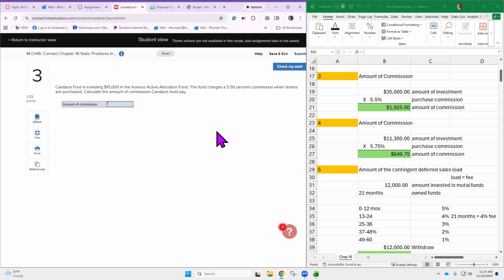So anyway, the commission. So Candace is investing $15,000 into an Invesco active allocation fund. The fund charges a 5.5% commission when shares are purchased. So you take the amount of the purchase, which this one is 15,000, we take it times 5.5%, and there is the charge. Okay, there's the amount of the commission for that purchase. So 15,000 times 5.5% commission.